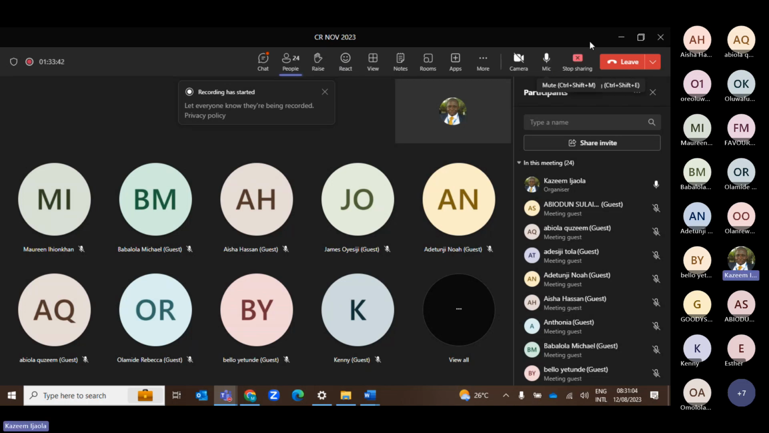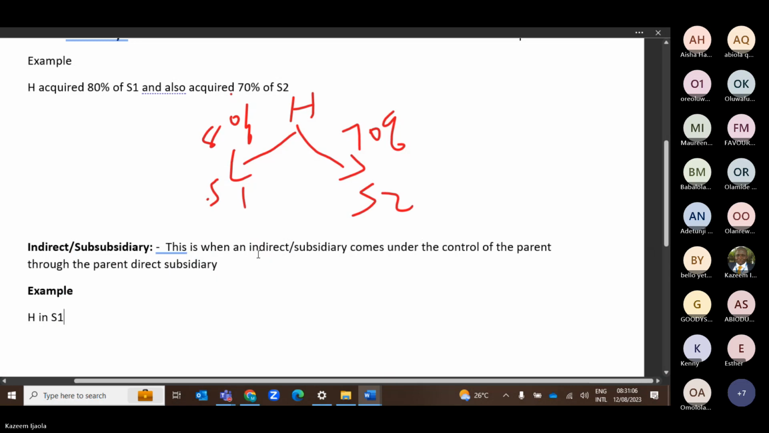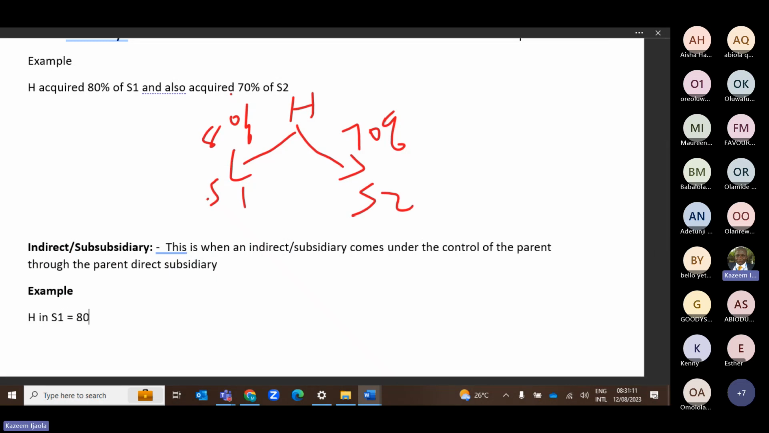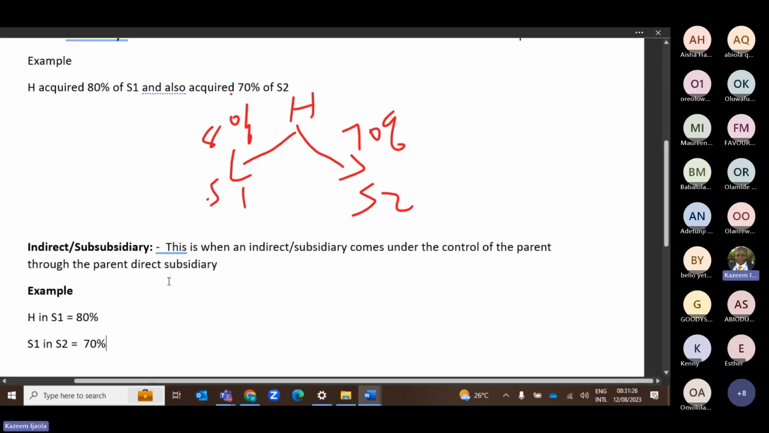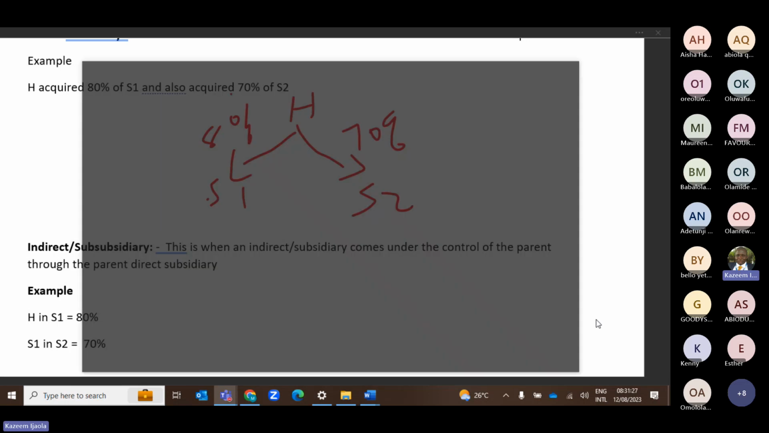Okay, so I'll give you an example. Let's say we have H in X1 at 80%. Then you now have X1 in X2. Let's say this one is 70%, for example. So we have this scenario.